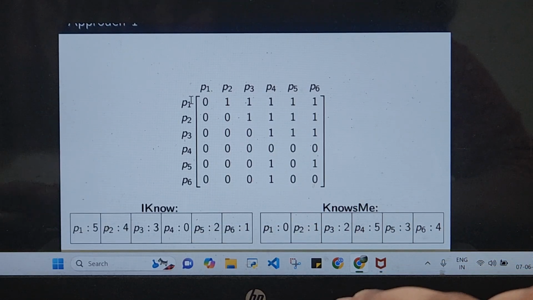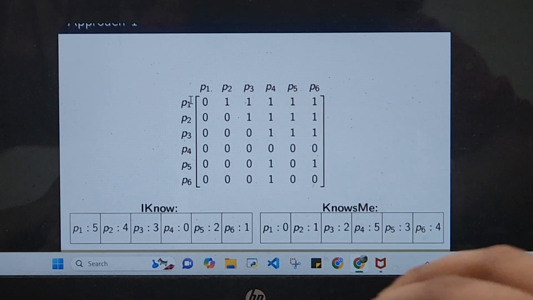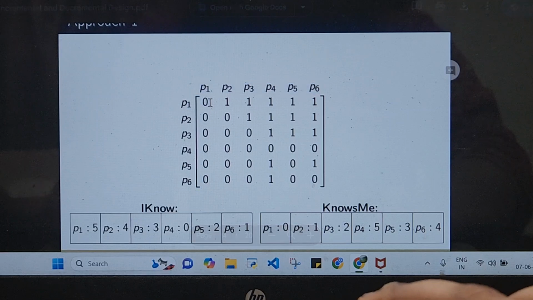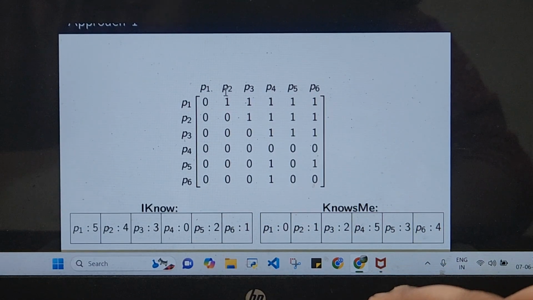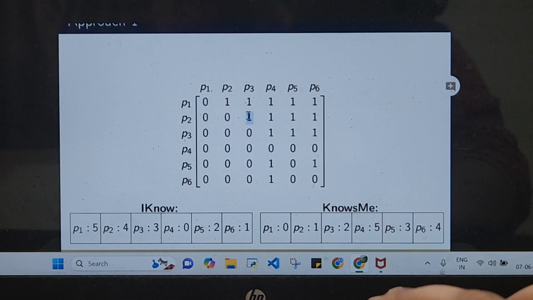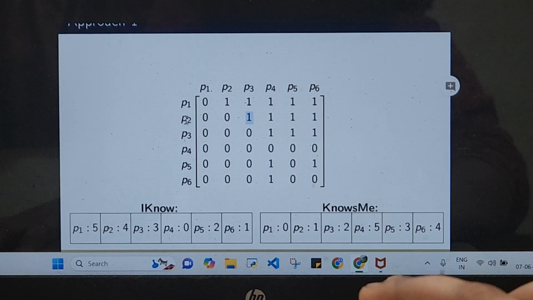So same set of people, same matrix. How would decremental design work now? Let's say I'm starting with P1 and checking that row. Self loop is ignored, of course. P1, P2 is a 1, meaning P1 knows P2. So P1 is not a celebrity. I will ignore P1 and I will go to P2. P2 does not know P1. So far so good. Self loop ignored. P2 knows P3. So this person P2 also cannot be a celebrity. So you eliminate P2 and you go to P3.